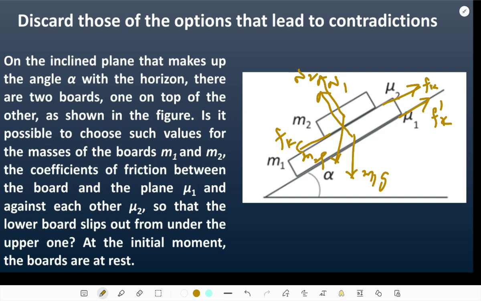हालांकि इस पर एक और नॉर्मल भी लग रहा होगा लोअर बोर्ड पर. जो N2 अपर बोर्ड पर लगा है वो भी लग रहा होगा लोअर बोर्ड पर. तो ये सारे फोर्सेस हो गए इस पर. Now after showing this free body diagram we can move and write down the equation of motion of both the boards. तो मैं पहले M1 का लिखना पसंद करूँगा.